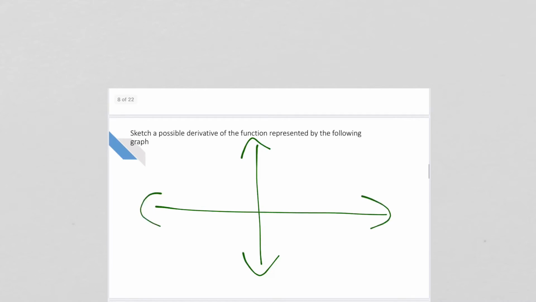Okay, let's do another one. So let's say we have a function that looks something like this.